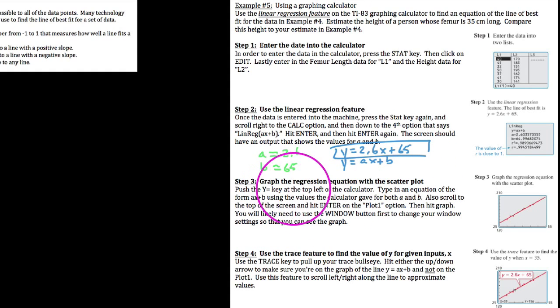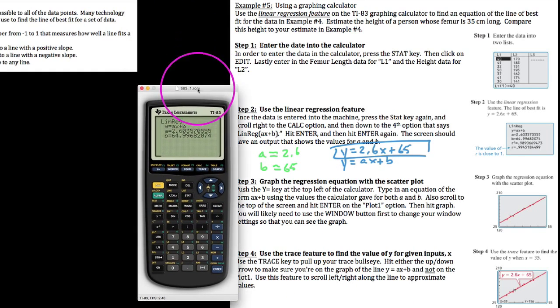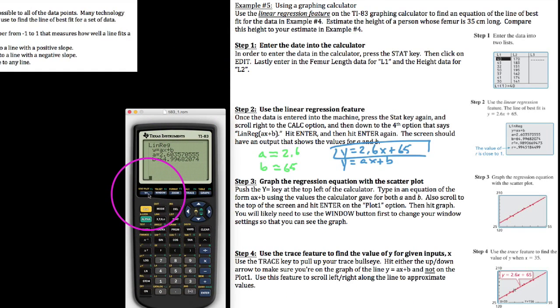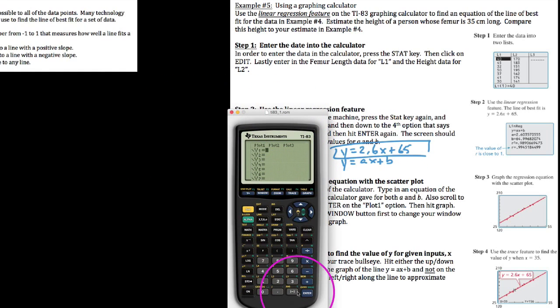Now, when I say let's go graph the regression equation into our calculators, remember to graph something we have to go to our y equals menu, which is our top left button here. And we're just going to put in this equation. We're going to say 2.6x. In this case, we have plus 65. Now, I will say this. When we graph this, we're not going to be able to see it.